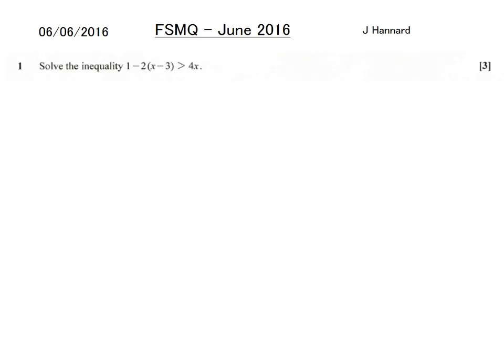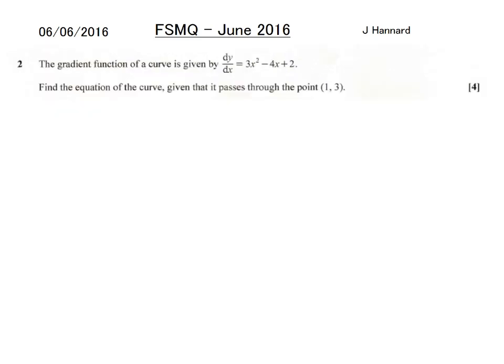The first half of the paper wasn't too bad, so here we go. Question 1, solve the inequality 1 minus 2 brackets x minus 3 is greater than 4x. So what you do there is expand first, and be careful of your double negative there. Minus 2 times minus 3 is plus 6. Rearrange and you get 7 is greater than 6x. Therefore x must be less than 7 over 6. 3 marks in the bag so far. Looking good.